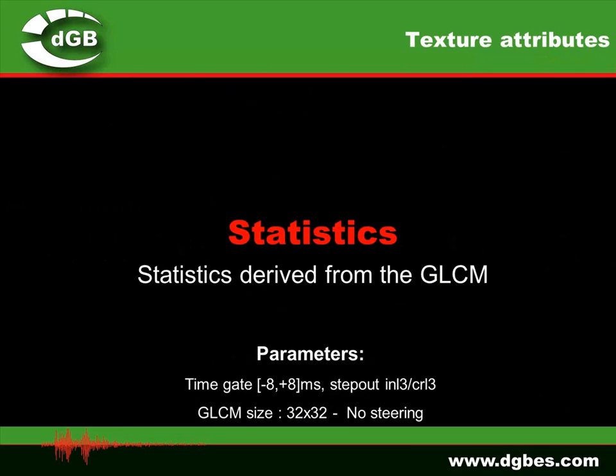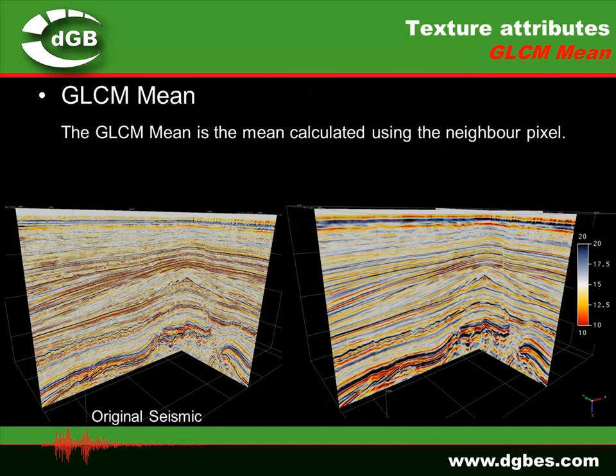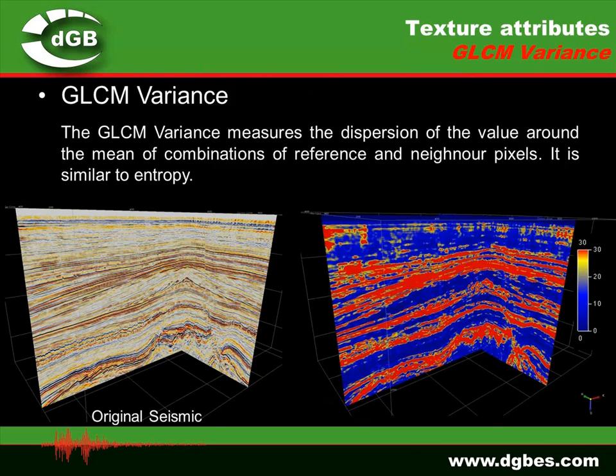And finally, statistics. So it's statistics derived from the GLCM. First you have the GLCM mean, which calculates the mean, but using the neighbor's pixel. So the final result looks very much like seismic. It looks like a smooth seismic. The variance measures the dispersion of a value around the mean of the combination of the reference and neighbor pixels. So it can be compared to the entropy.